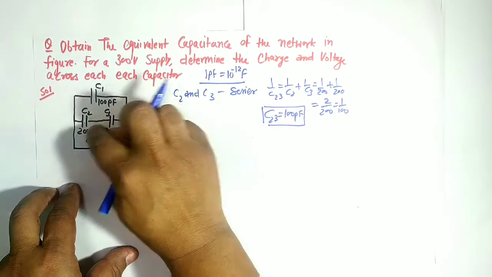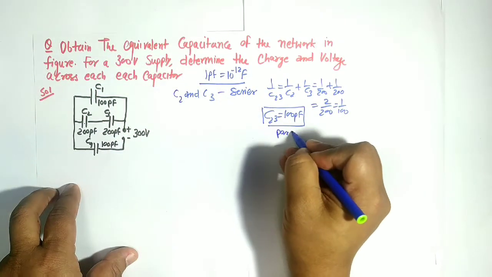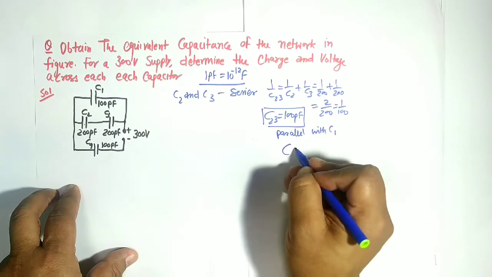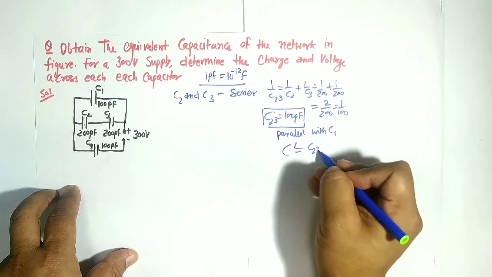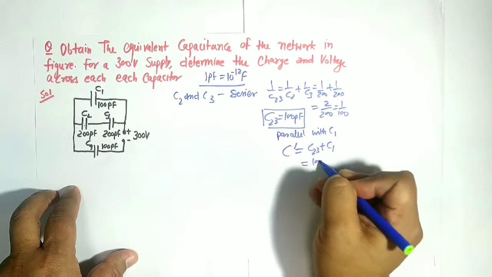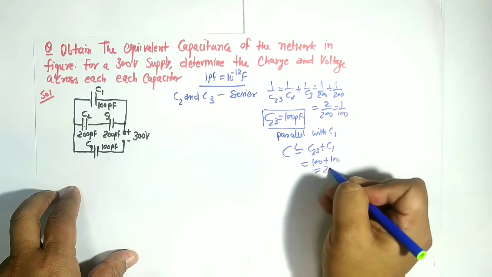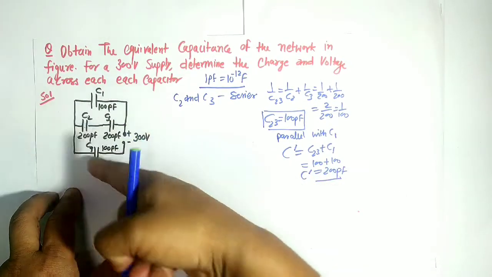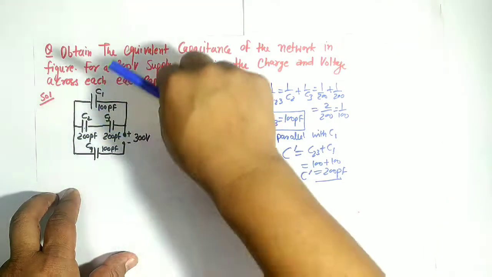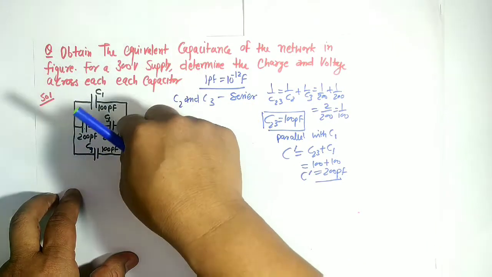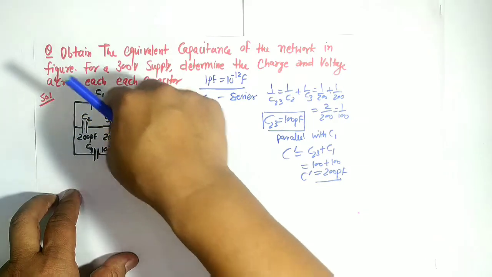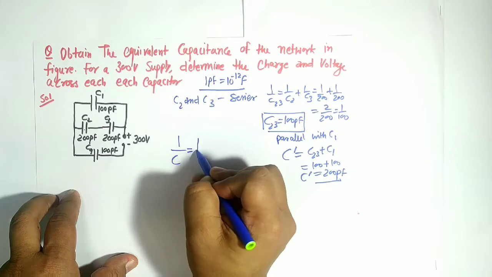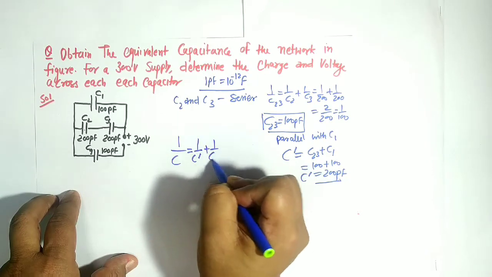Okay, now it is in parallel with C1. So C dash will be C23 plus C1, and I can write it 100 plus 100. It is 200 picofarad. And finally, you know that it will be in series with C4. Why? Because the battery is on this side. Remember, most of the students make a mistake. They take all in parallel. No, this is in series with C4. So finally 1 upon C will be 1 upon C dash plus 1 upon C4.